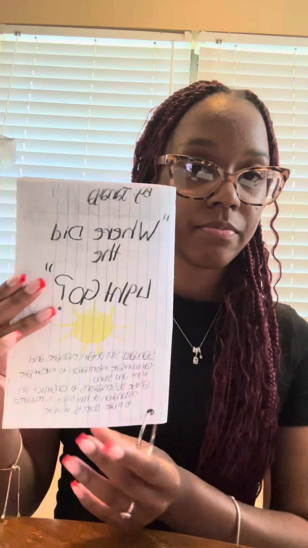Okay, so in our book, we are going to see what happens when the light is on versus when the light is off. So our book today is called Where Did the Light Go? Our book goes along with the standard S1E1, which states obtain, evaluate, and communicate information to investigate light and sound. We're going to be using observations to construct an explanation of how light is required to make objects visible.